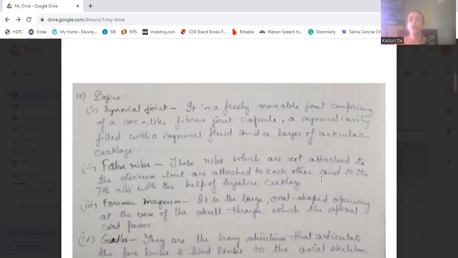So good morning. We will start with the question answer series of the skeletal locomotion in this chapter. We were discussing that, and we will continue with that series. This is the remaining part of the question answers.